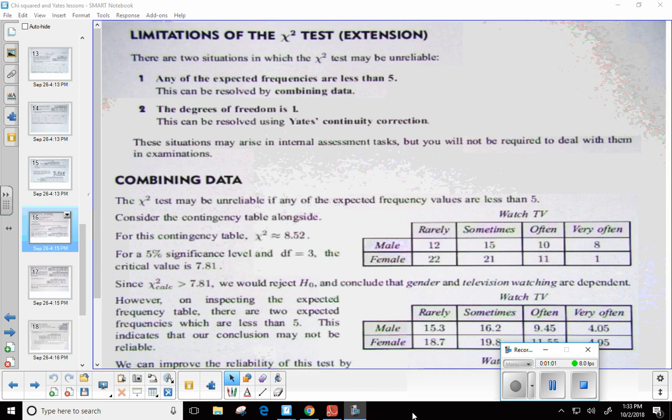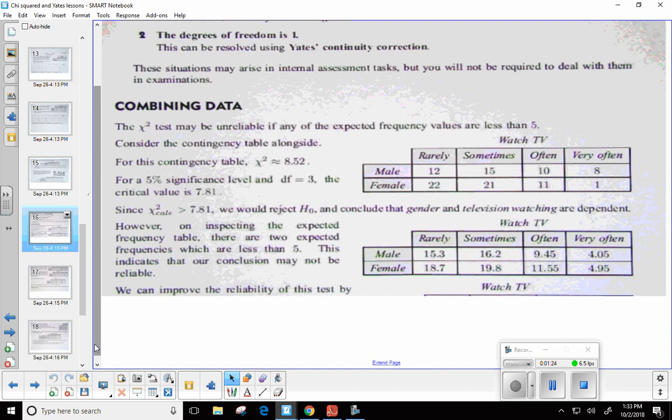But if you do use chi-squared on your IA, it's not a bad idea to bring this up, maybe even if you don't need it, just to further demonstrate your knowledge about that particular topic. So the first one: let's say that any of your expected frequency cell values are less than 5. The chi-square test may be unreliable if any of the expected frequency values are less than 5. Consider the contingency table alongside.